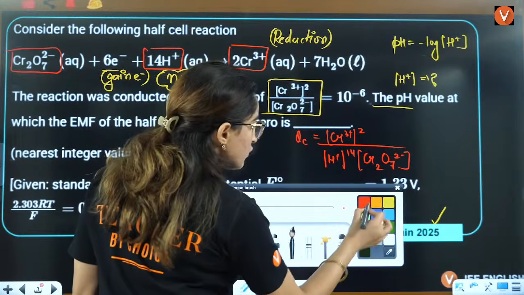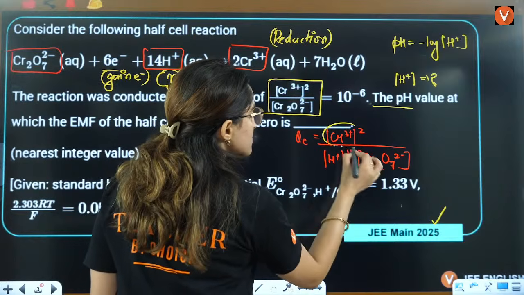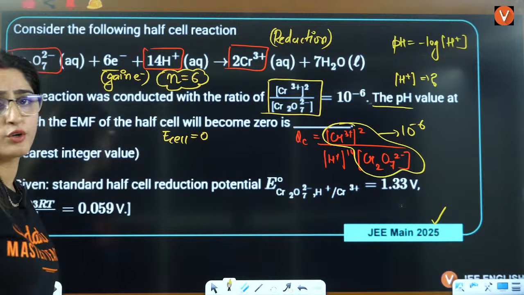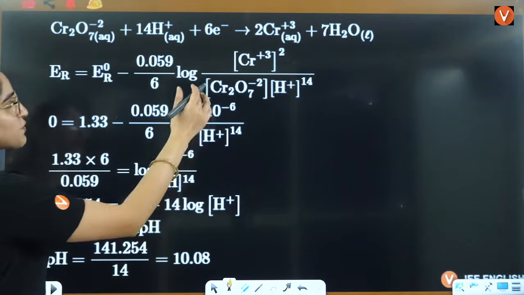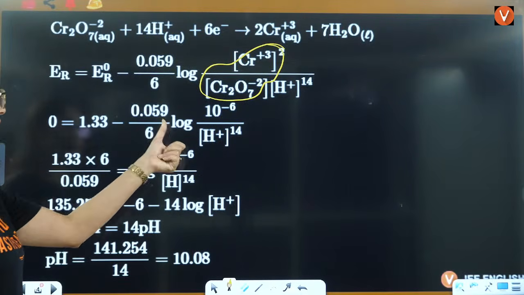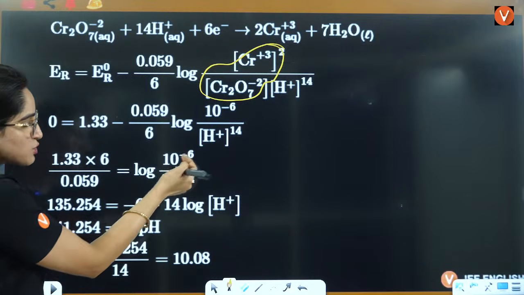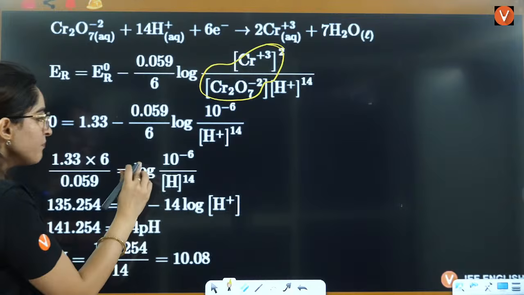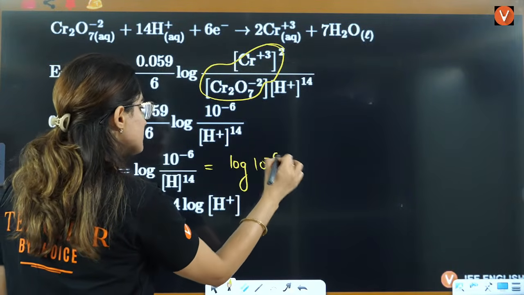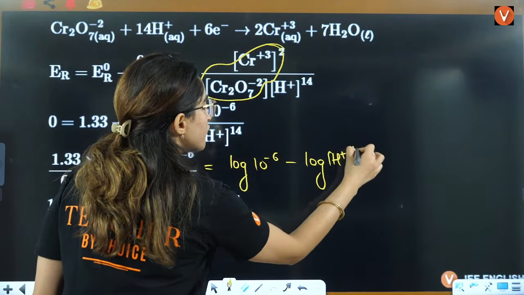Now we know the value of this one is given to you. This value is given to be 10 raised to power minus 6. You will put it there and solve. This log of 10 raised to power minus 6 by 10 raised to power 14 will become log of 10 raised to power minus 6 minus log of H positive raised to power 14.